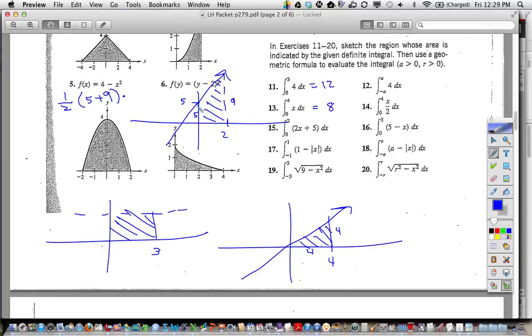So we take this parallel base plus this parallel base, 5 plus 9, and times the height. Now it's a trapezoid turned on its end, right? It's flipped up. So the height is actually this distance down here. So the height is 2. So when you add that all together and multiply it out, it's 14.